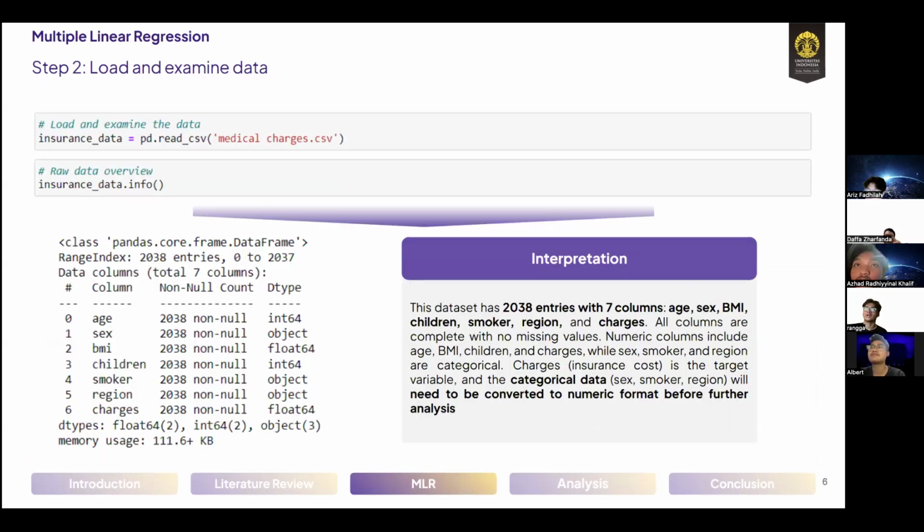Okay, so for the next step, we load and examine the data, where the data set has 2,038 entries with 7 columns, including age, sex, BMI, children, smoker, region, and charges. Charges, the insurance cost, is the target variable, and the categorical data, which includes sex, smoker, and region, will need to be converted to numeric format before further analysis.